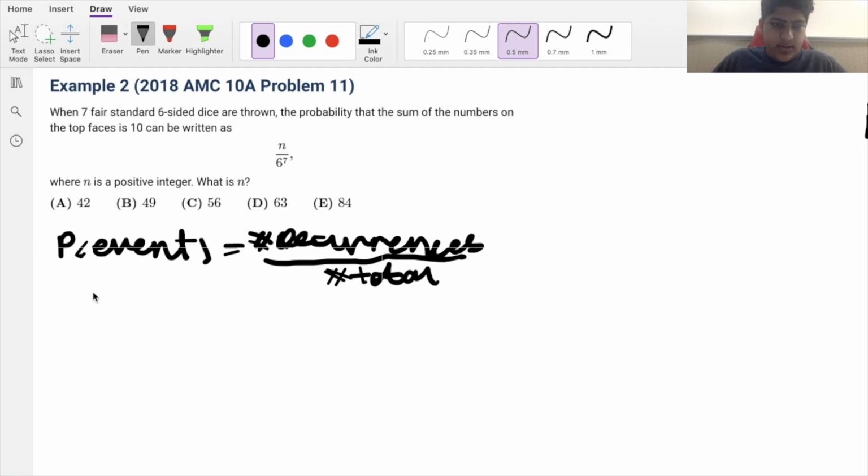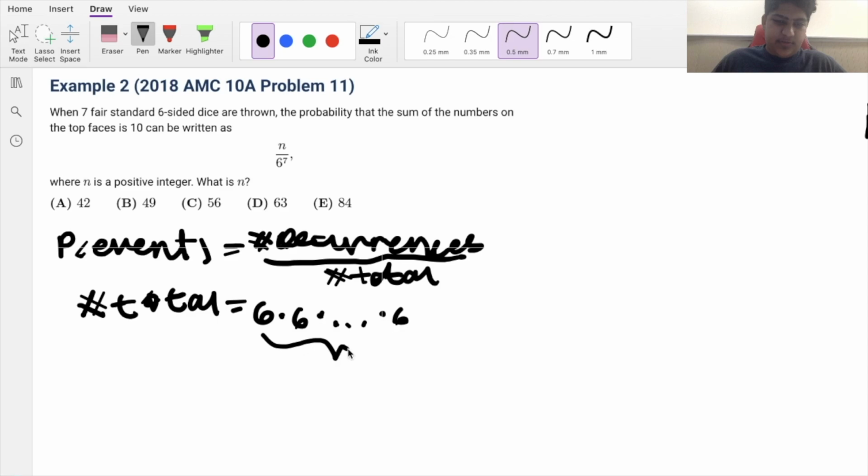We have that the number of total is equal to 6, because there's 6 ways for the first dice, times 6 because of the multiplication rule of counting, and there's 6 other ways, and this goes on and on for a total of 7 times, once for each dice, so there's 7 sixes. And this, from exponential notation, is just equal to 6 to the 7th power. So since the number of total is equal to 6 to the 7th power, we know that n is just the number of occurrences.